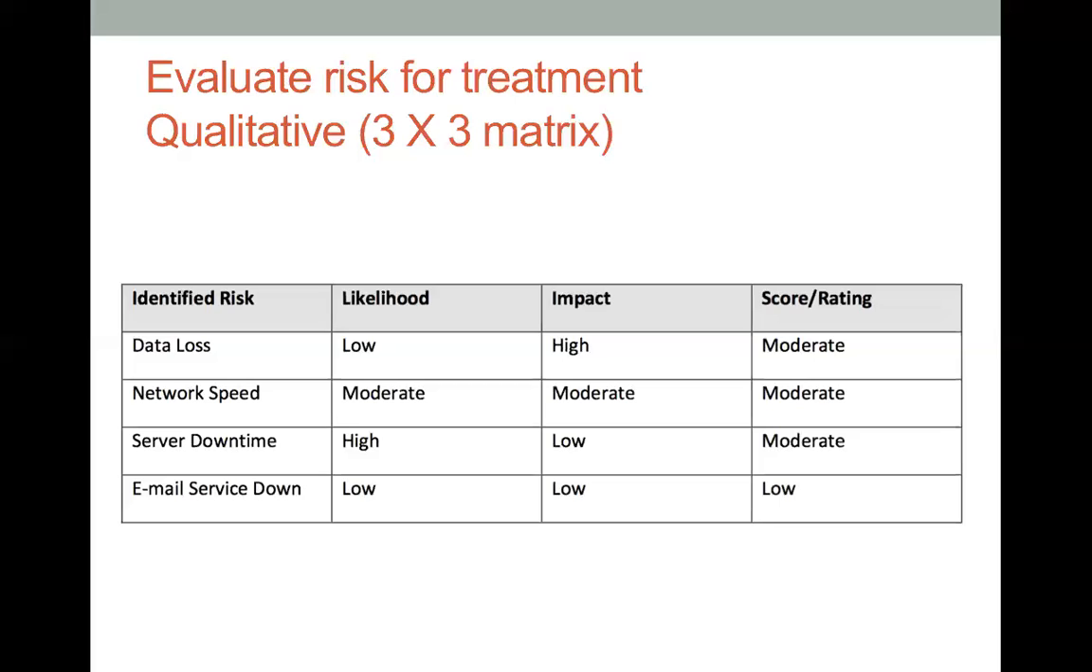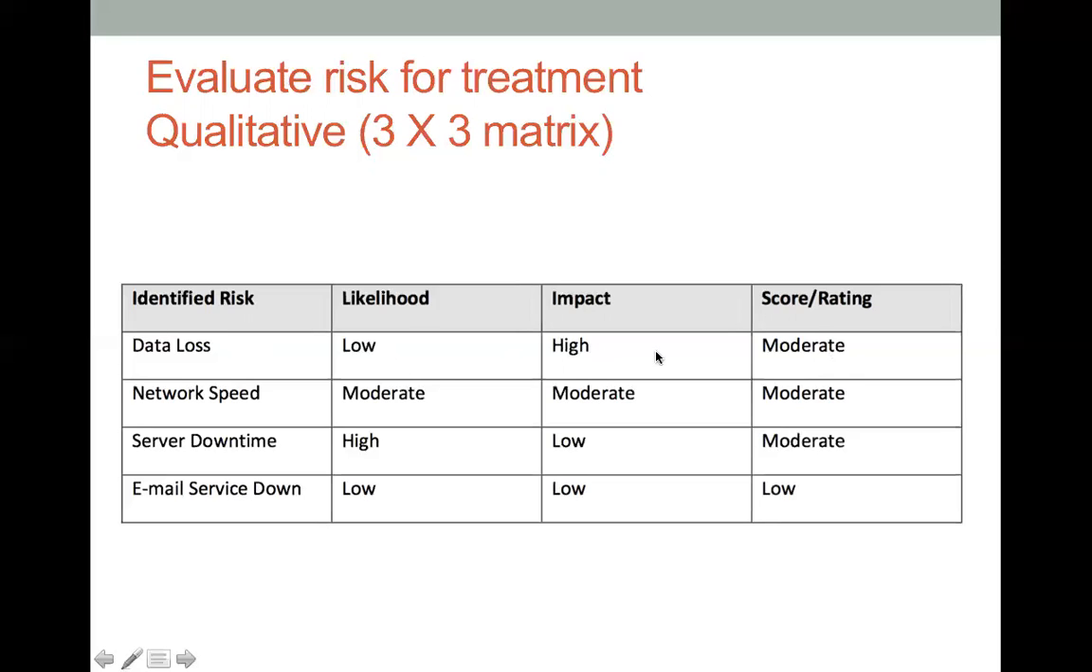Now this one here is an example. Let's say we have identified a risk, data loss. The likelihood of losing data is quite low, the impact is quite high, and in terms of score, the rating would be moderate. So that's an example of using a 3x3 matrix. Some people suggest it is kind of qualitative because we are not using numbers here.